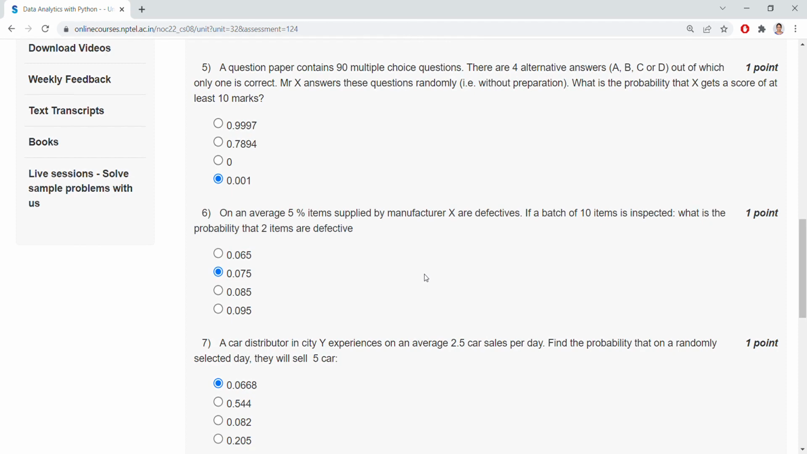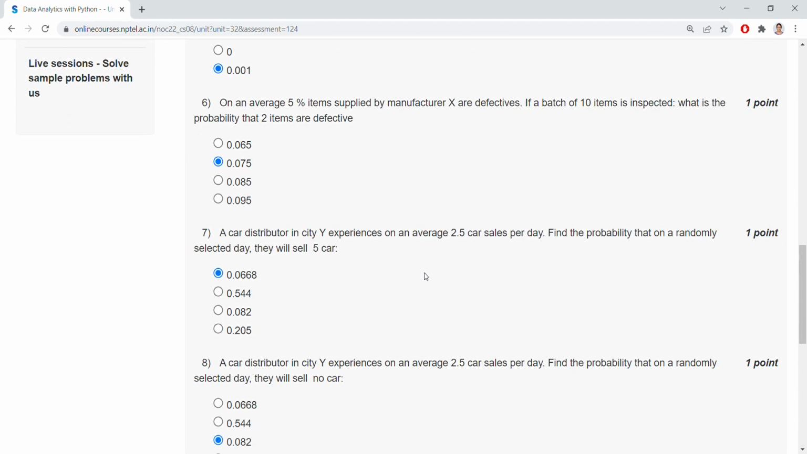On an average, 5% of items supplied by manufacturer X are defective. If a batch of 10 items is inspected, what is the probability that 2 items are defective? That is 0.075. A car distributor in city Y experiences on an average 2.5 car sales per day.